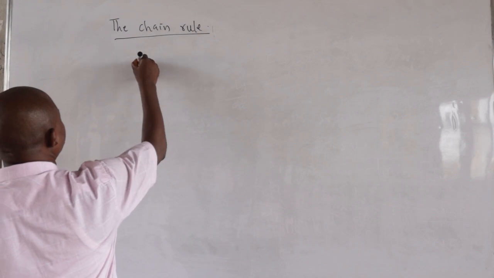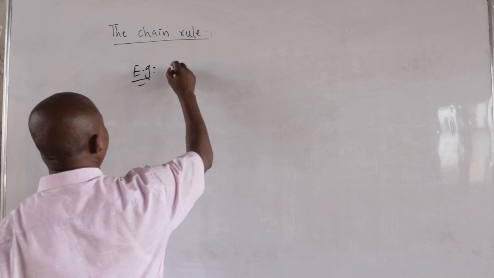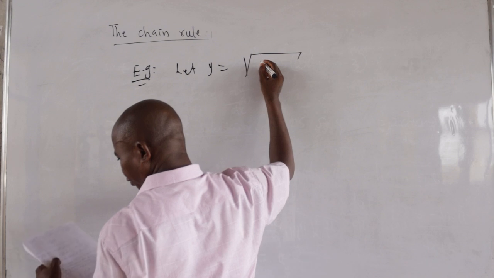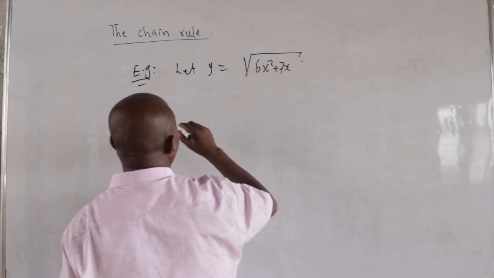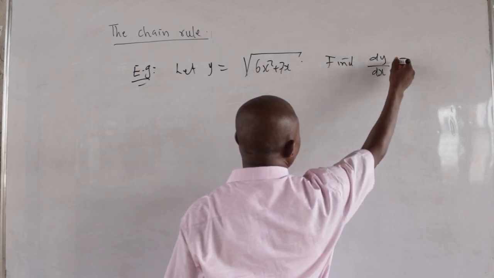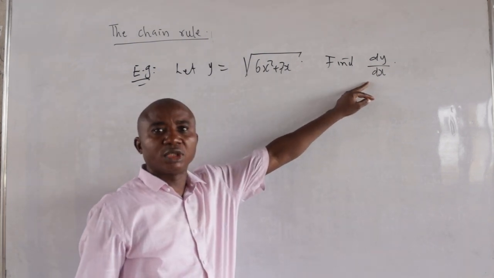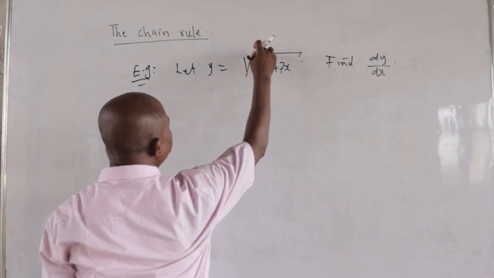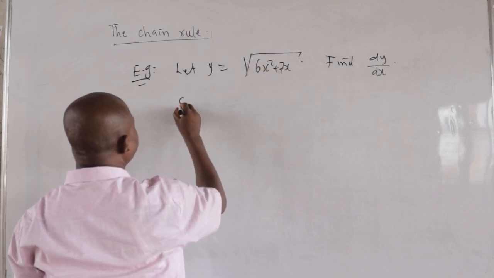Alright. So, for example, consider the function. Let y be the square root of 6x squared plus 7x. And then the question is, find the derivative of y with respect to x. We want to find the derivative of y with respect to x. Okay. Notice here that what we have is the square root of 6x squared plus 7x. We can rewrite this in this form.